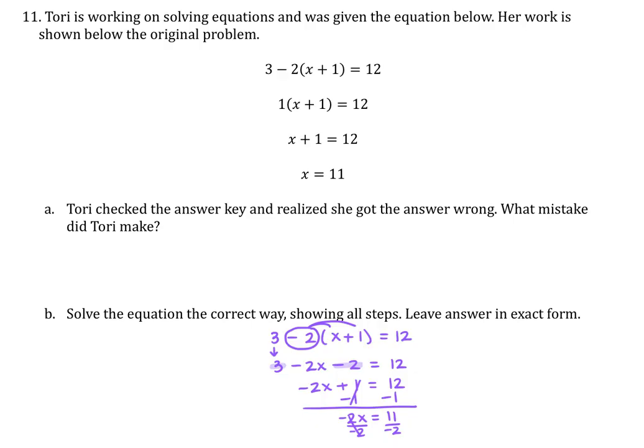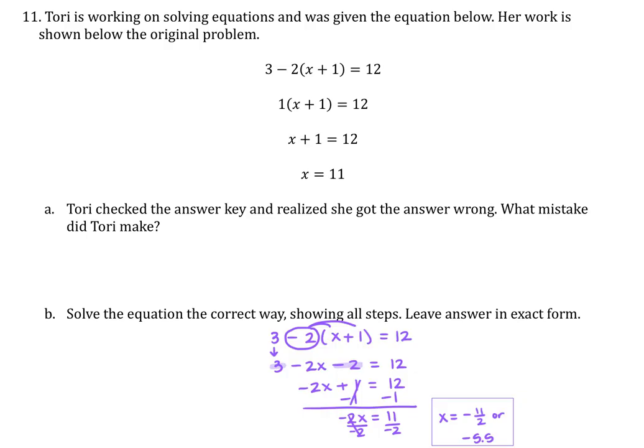Remember, it wants my answer in exact form, so I'm going to leave it as either a fraction or an unrounded decimal. So you could leave it as negative 11 halves, or if you want to say that's negative 5.5. So now that we've done that, I'm going to go back up to the work that Tori did, and I'm going to compare it.